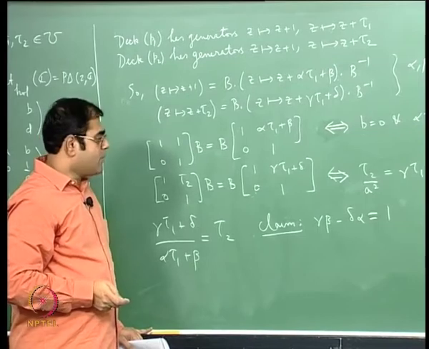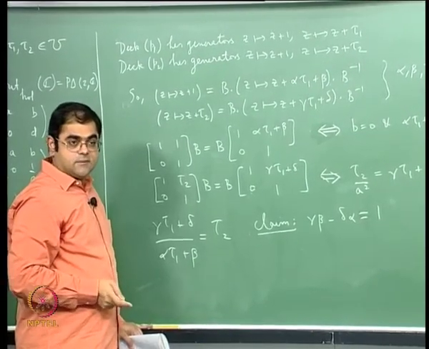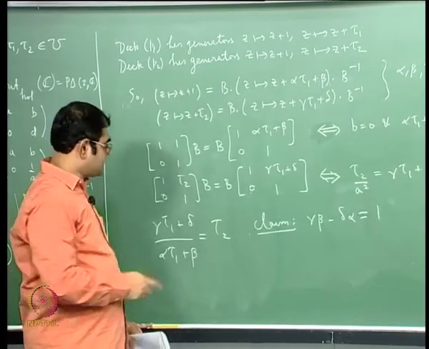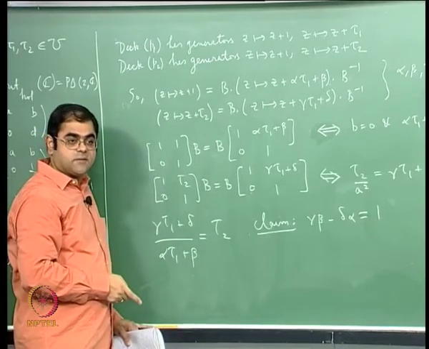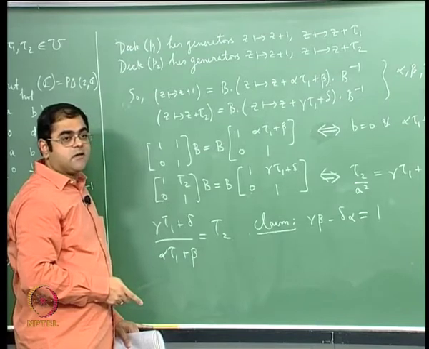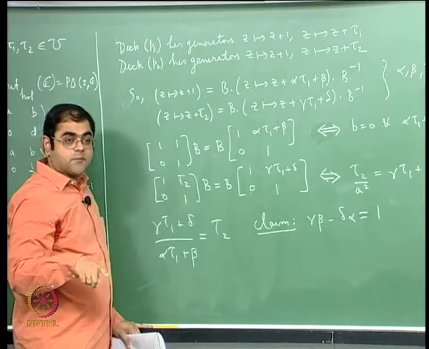See, gamma beta minus delta alpha, if it is not 0, it's an integer, and it has to be invertible because it is a determinant of an integer matrix. So it has to be an invertible integer. So if you prove gamma beta minus delta alpha is not 0, then you will get gamma beta minus delta alpha equal to plus or minus 1.